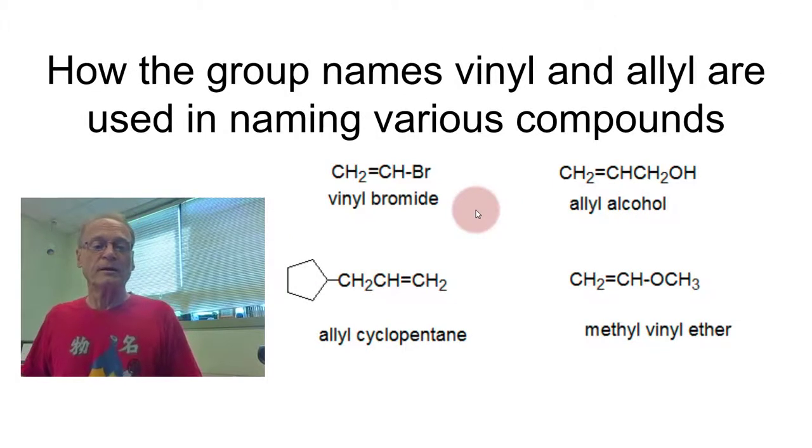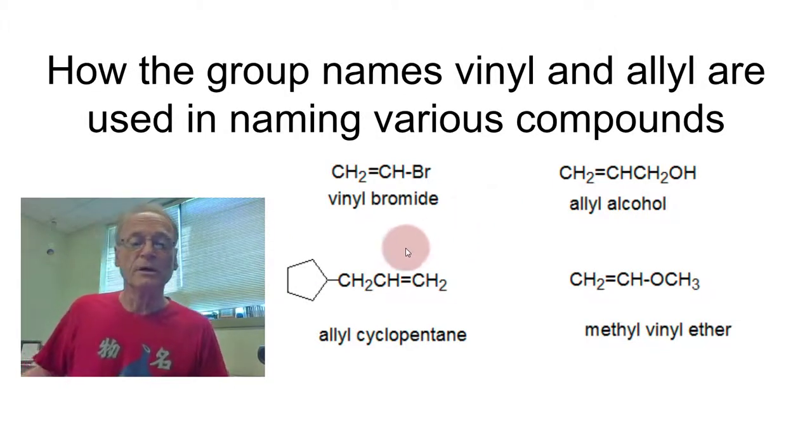Here are some examples of how the group names vinyl and allyl are used in naming various compounds. We'll notice that this is called vinyl bromide because it has a vinyl group attached to a bromine. And this is called allyl alcohol because it has the allyl group, the CH2 double bond CH2, attached to an OH. This would be called allyl cyclopentane because it has the CH2, CH double bond CH2 attached to a cyclopentane group. So it's allyl cyclopentane.